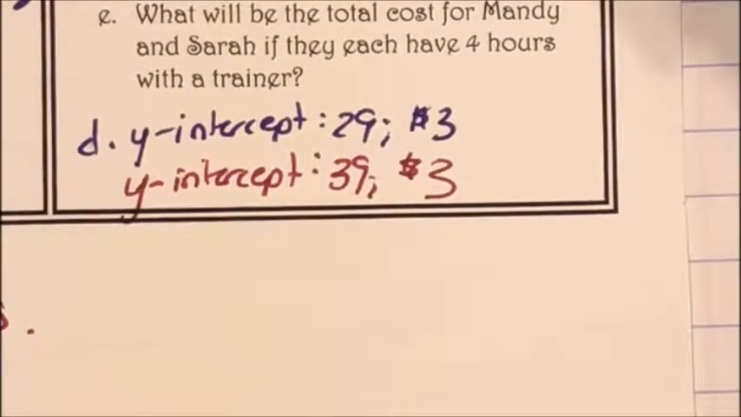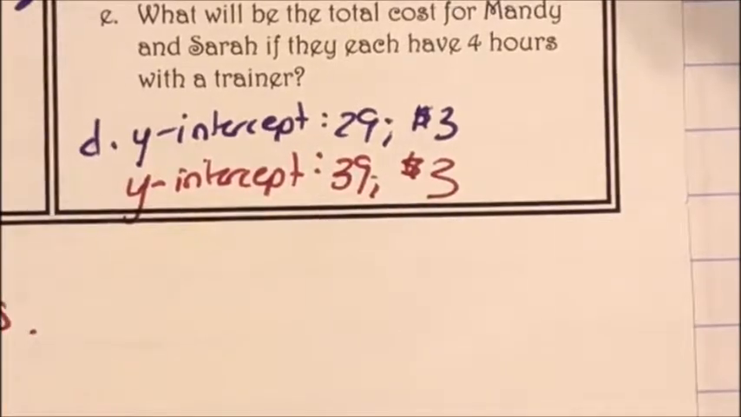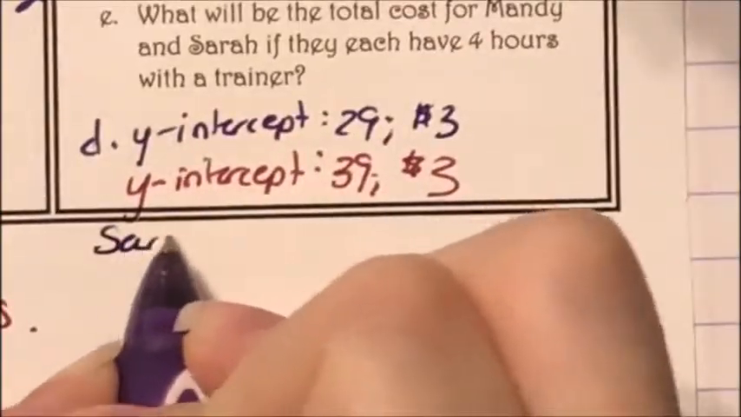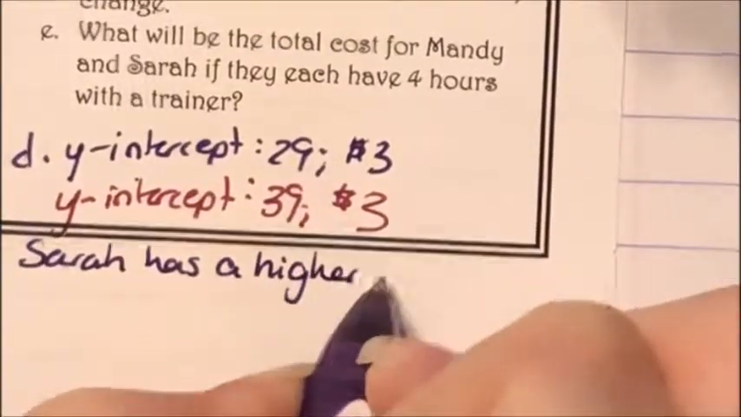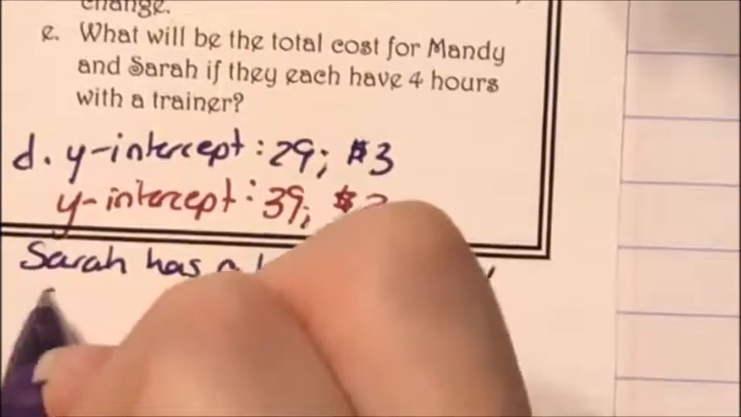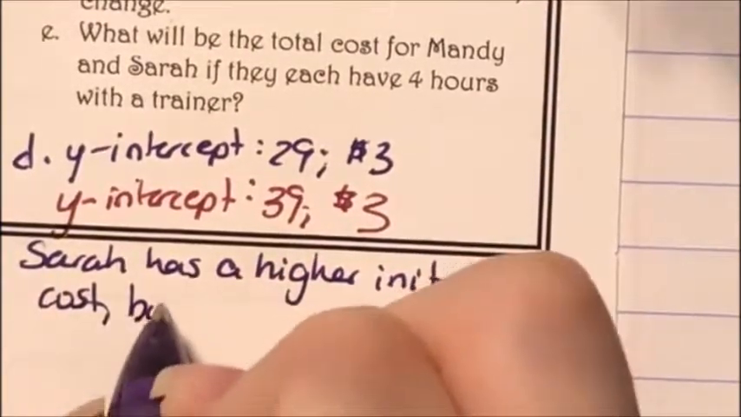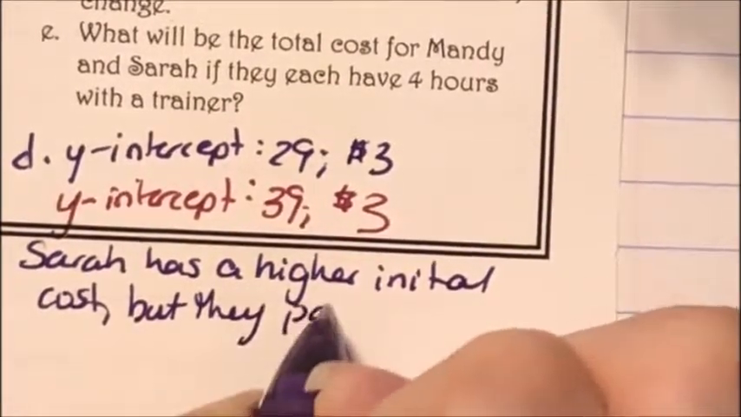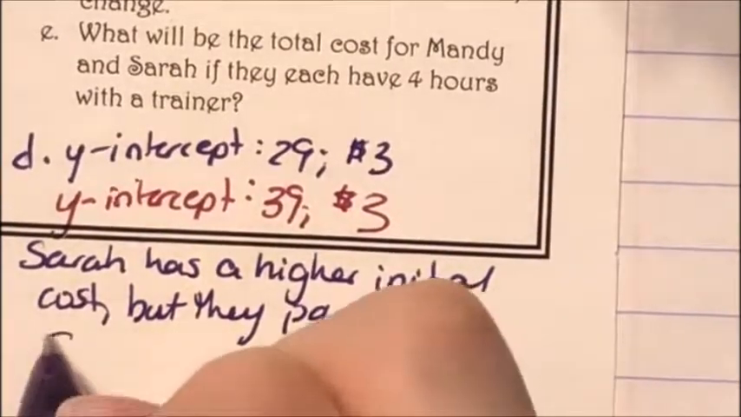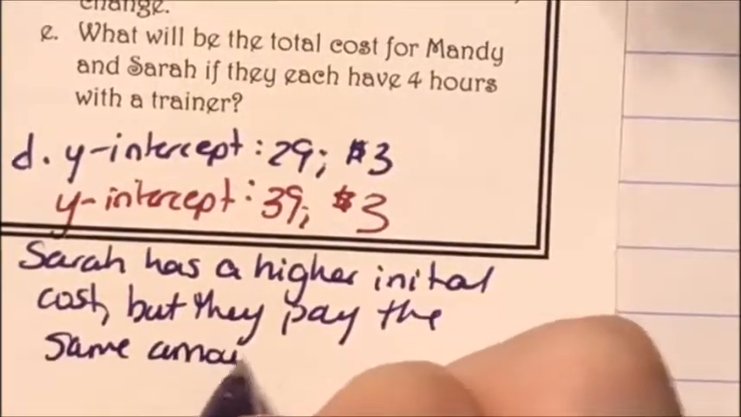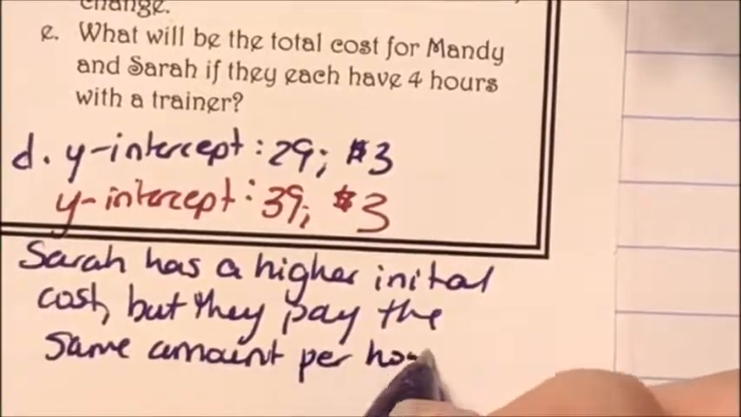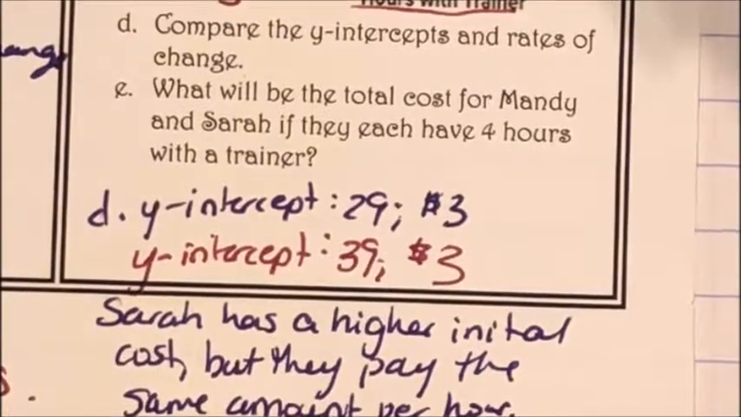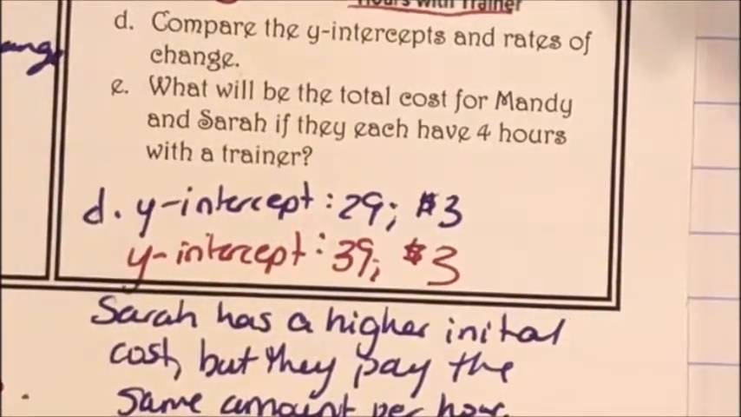So Sarah has a higher initial cost, but they pay the same amount per hour. Okay. Letter E says, what will be the total cost for Mandy and Sarah if they each have 4 hours with the trainer?